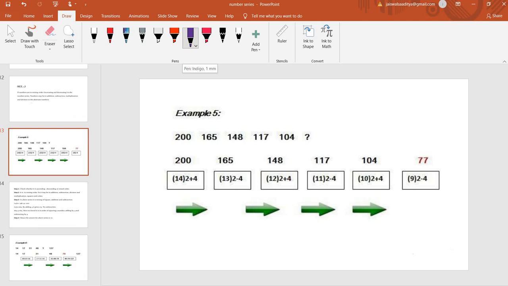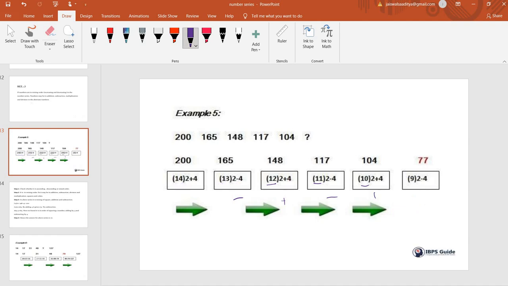So see, it is 14 square plus 4, 13 square minus 4. At alternate positions it is plus, minus, plus, minus. See, this is 14, 13, 12, 11, 10, so next is 9 square minus 4. 9 square is 81, minus 4, we will get 77. This is what we have to do.